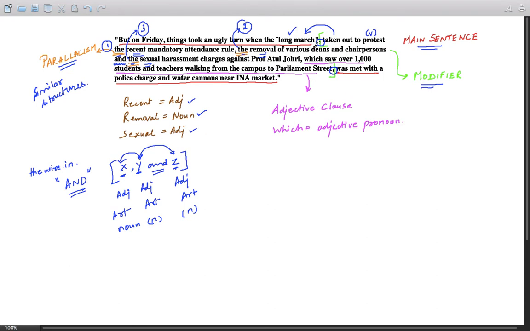Now, the author was not satisfied with giving just this information. The author wanted to give additional information. So what he did was create an adjective clause, which is basically a type of modifier. So this sentence has the structure of a main sentence, and within the main sentence is a modifier, and within that modifier is another modifier. Let me call it modifier 1 and modifier 2. This is what the sentence structure is, and then the main sentence continues. So to give additional information about these three things taken out to protest, 1, 2, and 3, which saw, so what saw? This thing saw over 1,000 students and teachers walking from campus to Parliament Street.